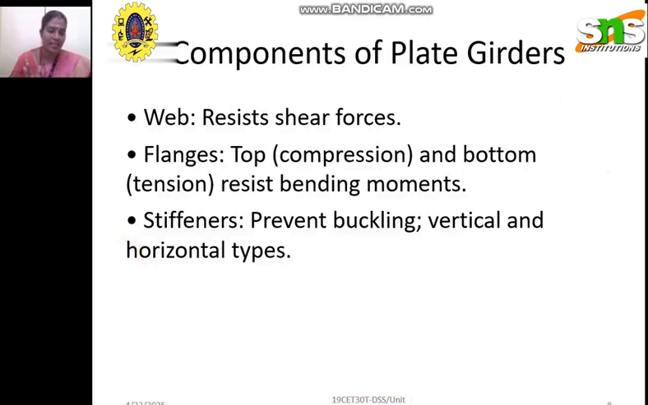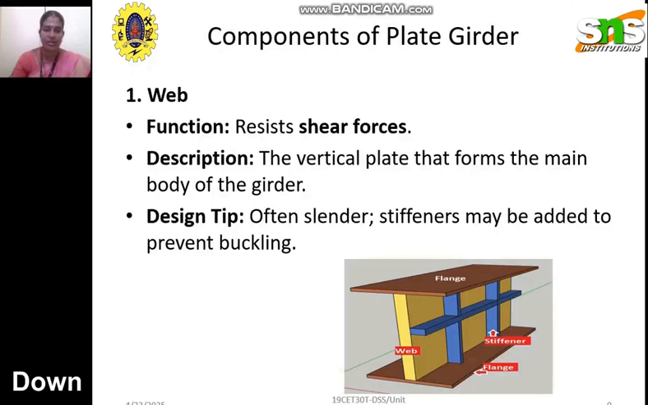The web resists the shear forces. Of the top and bottom flanges, the top flange takes the compression and the bottom flange takes the tension. The main reason for providing stiffeners is to prevent buckling, and they are provided in vertical and horizontal types. We will see the components one by one.